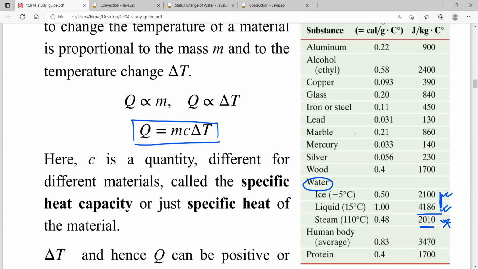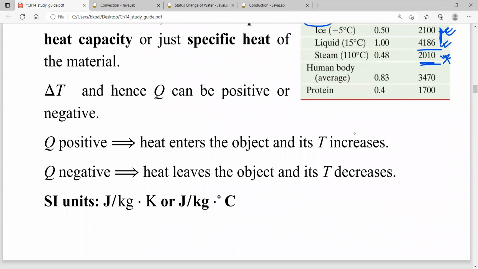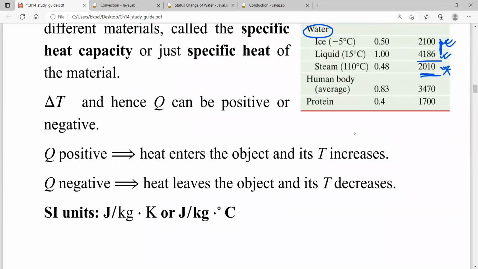For ice, when the temperature is less than 0°C, we have to use this one, and when the temperature is more than 100°C, then we have to use this one, 2010. So remember this. And an important convention is that Q is positive when the heat enters the system, and it is negative when it leaves the system.